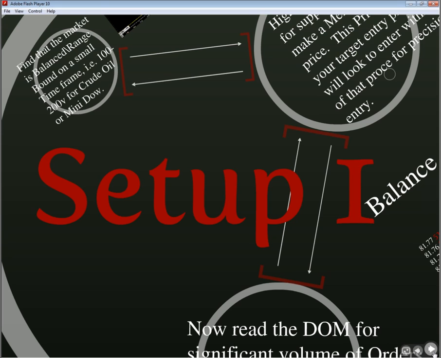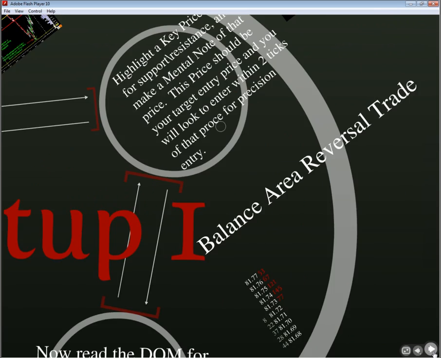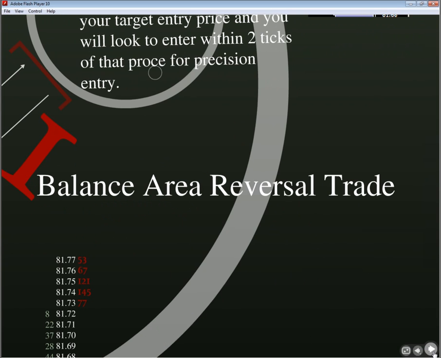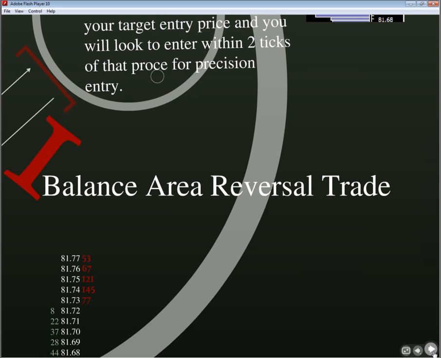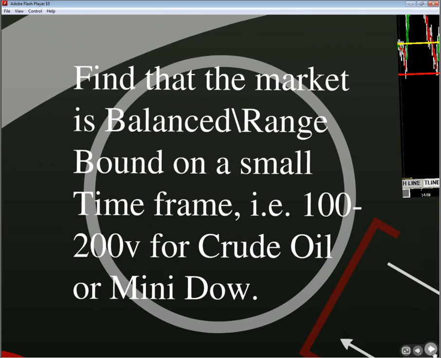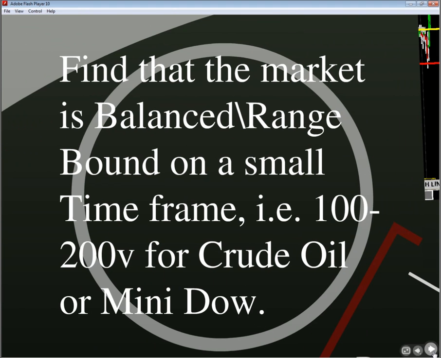Setup 1: balance area trades. These are when you find the market is basically bracketing or sideways. I'll show you what it looks like. Pretty much a balanced market or a sideways ranging market.